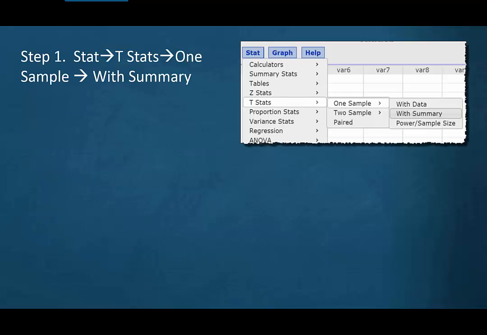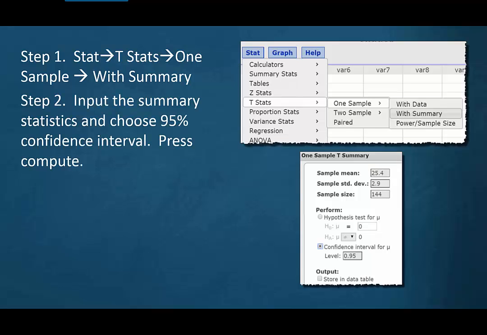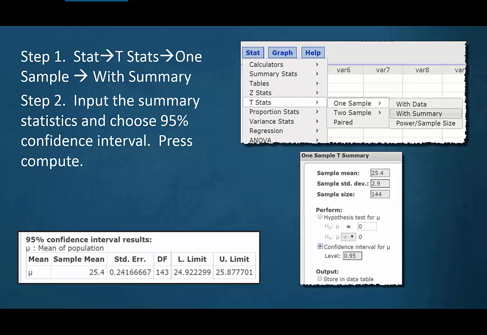Now using StatCrunch, step 1: Stat, T Stats, One Sample, with summary. Again, you would choose with data if we actually had the raw data in there, and we'll do one later on where we have to do that. Input the summary statistics and choose 95% for the confidence level. Press compute, and we get exactly the same interval we obtained both by hand and with the TI: 24.9 for the lower limit, 25.9 for the upper limit.